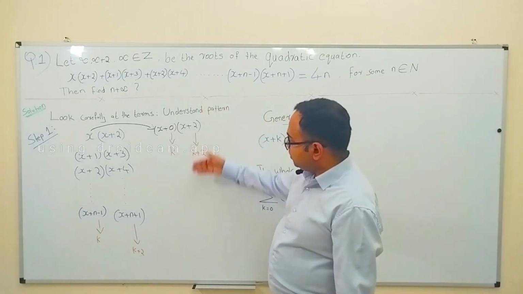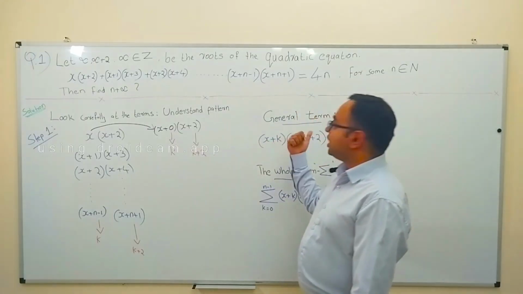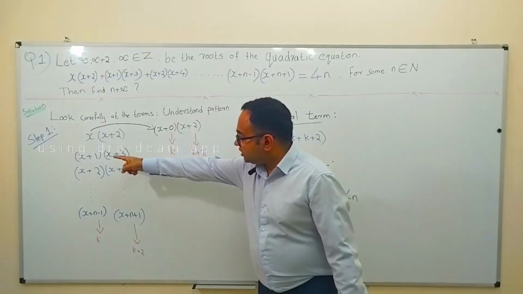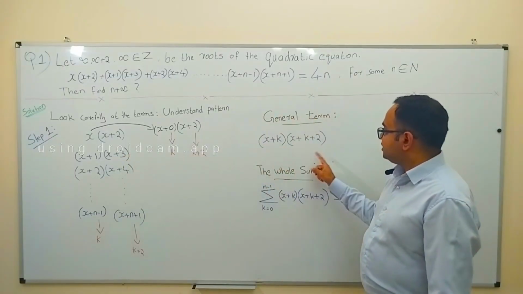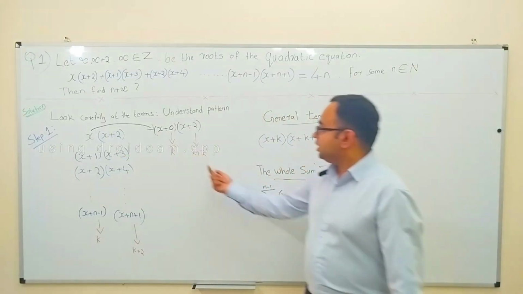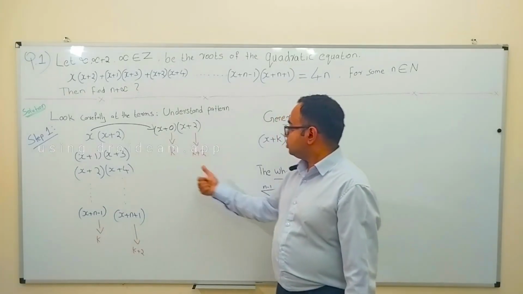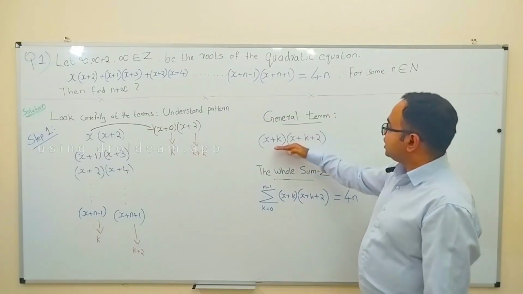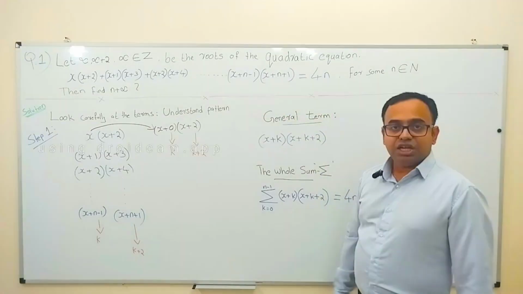So according to this pattern, we are going to write the general term here. See, x plus k, the first x plus k here, then on the right side x plus k plus 2, the same thing, k here and k plus 2 here. So x plus k times x plus k plus 2. This is the general term of this entire equation.